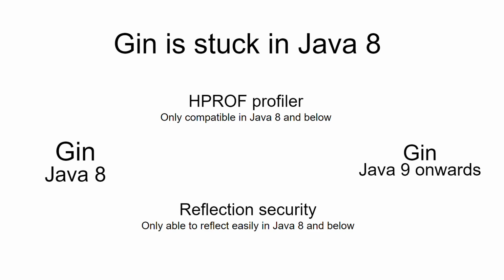There were two problems with this. The HProf profiler only worked in Java 8 and below, and then there was the reflection security. We fixed reflection with a bit of a workaround, but the profiler, we were a bit more careful with it. We basically wanted to get Gin into Java 9 and up. So why did we have to be careful with the profiler?